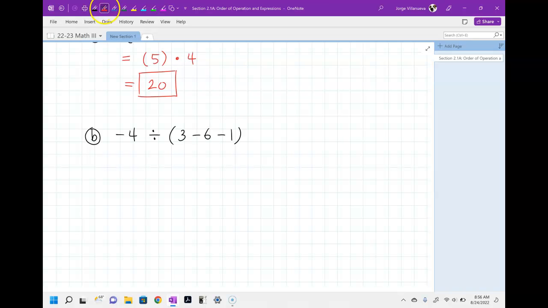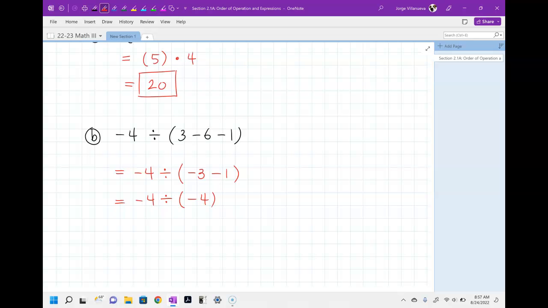So here we go. This is the order in which you're going to be doing this. You're going to have your negative 4, your division. Now 3 minus 6, that's negative 3. And then we still have the minus 1 there, right? Again, I'm not doing it all in one step. I know some of you might be saying, I would have been done by now. That's fine. Next step is to continue with the parenthesis because we don't have that done yet. So negative 3 minus 1 is negative 4.